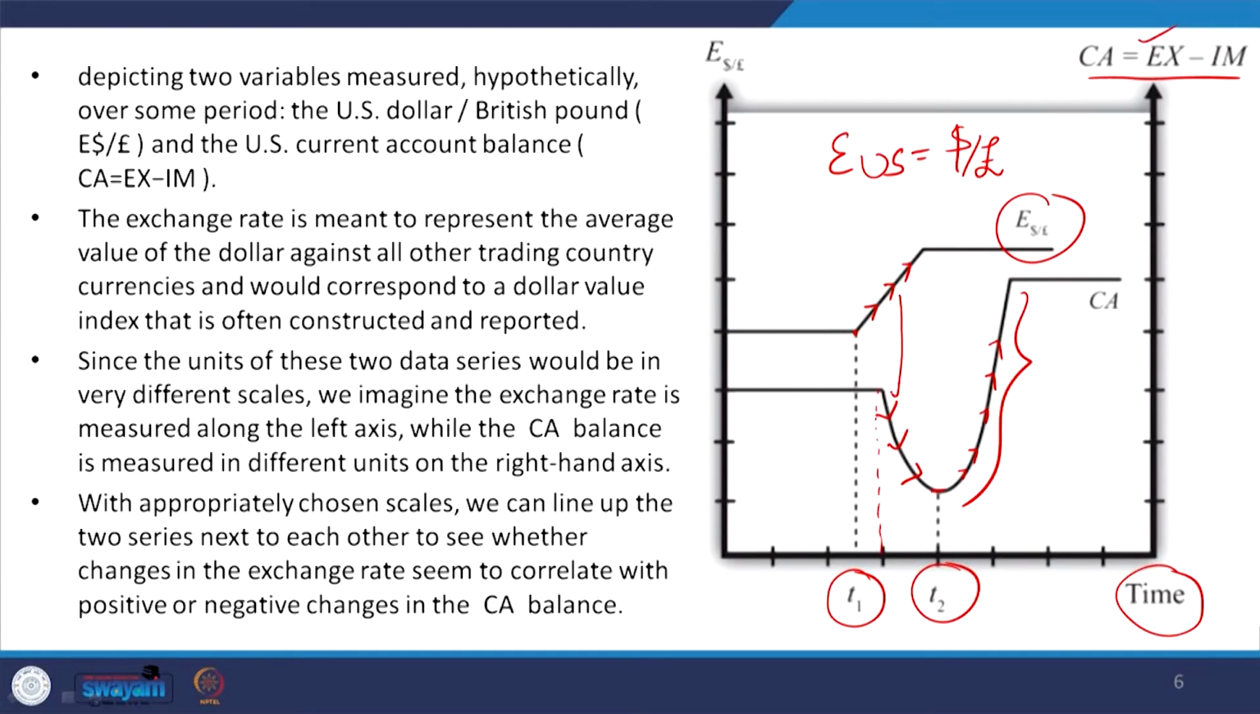So, with appropriately chosen scales, we can line up the two series next to each other to see whether changes in the exchange rate seem to correlate with positive or negative changes in the current account balance. At what time it is positively responding, and at what time it is negatively responding, you can check from the difference between these two. Even if the exchange rate is stabilized, there are still implications, but the stability in the current account balance comes a little later.